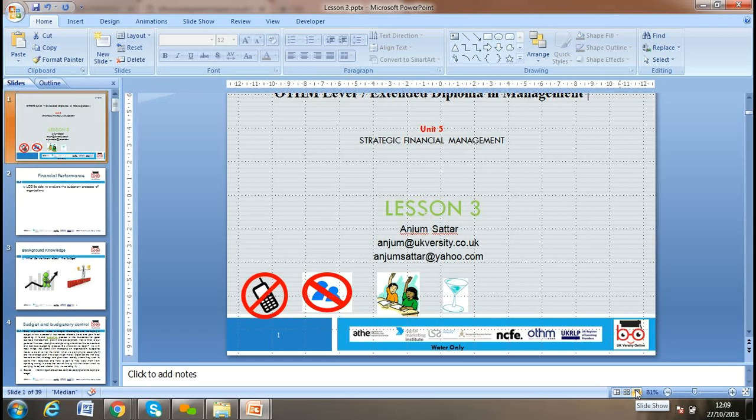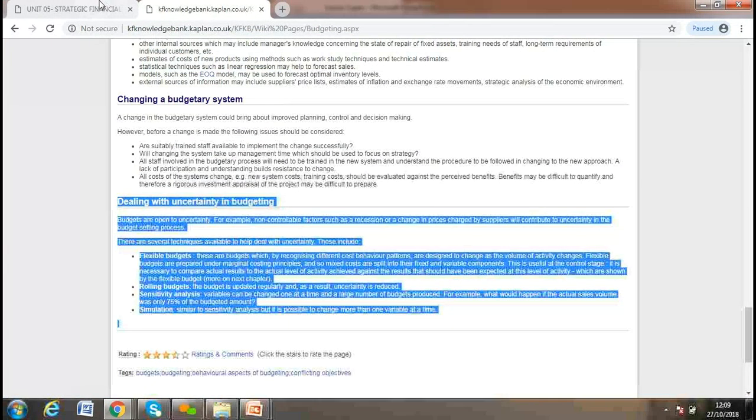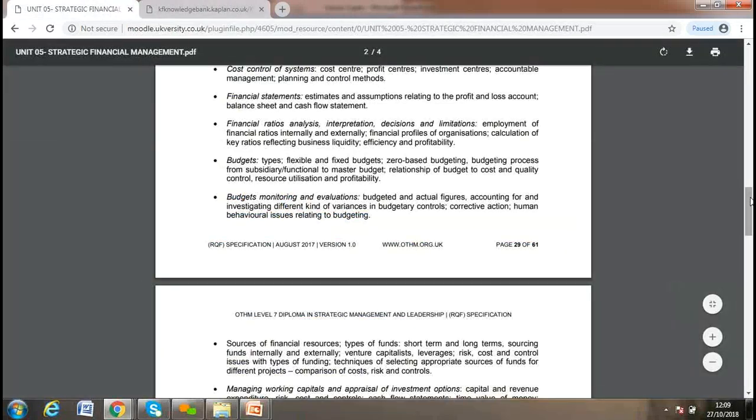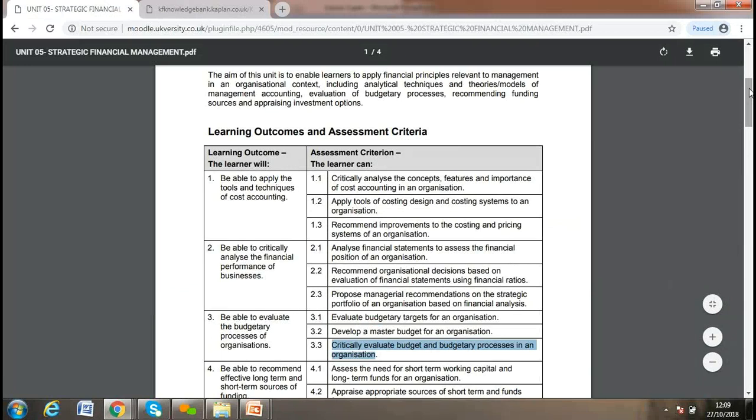Today we are doing the third lesson on financial management. So please go through the first and second lessons. During our first and second lessons, we discussed some topics. Let's first recap, and then we'll start our lesson today.